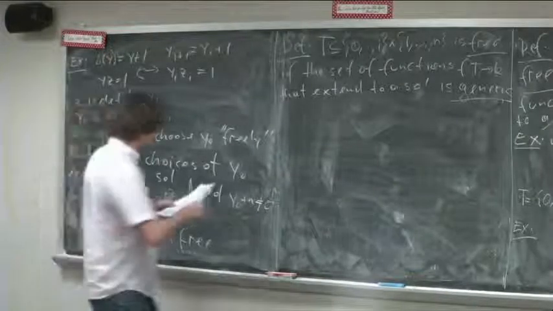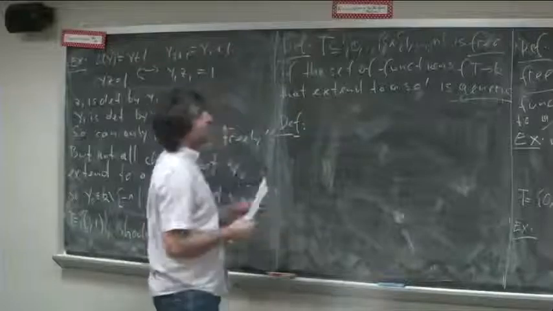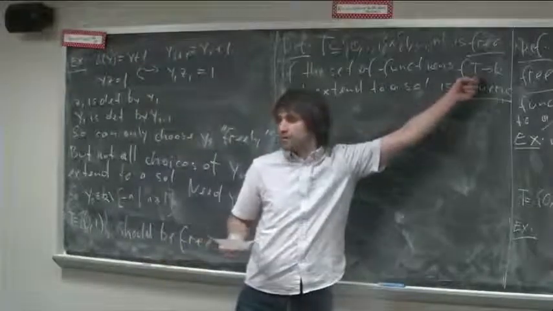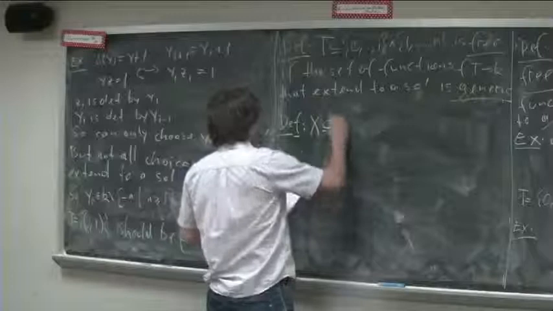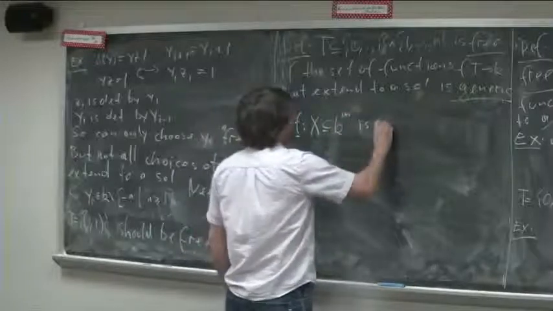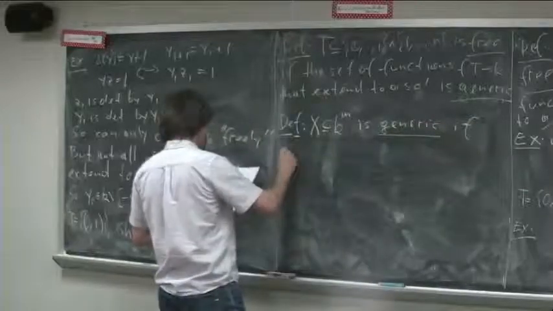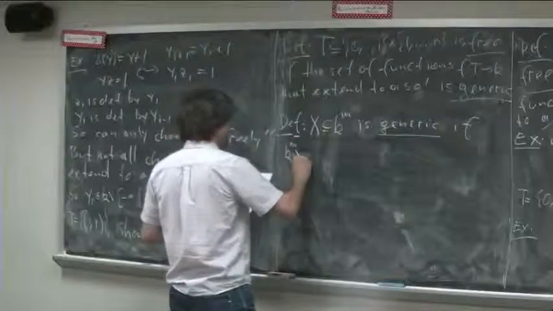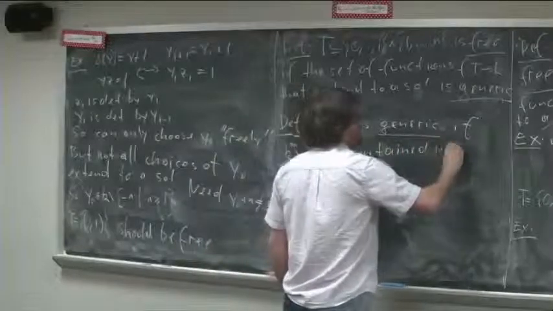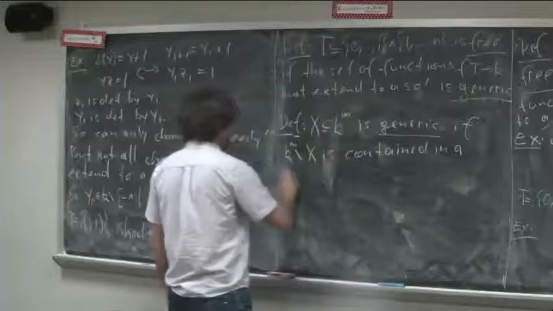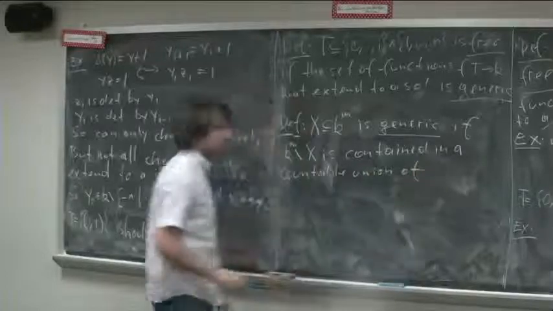So what do we mean by generic? You identify the set of functions on T, thinking of it as an affine space over K, and a subset of K to the M is called generic if its complement is contained in a countable union of proper Zariski closed subsets.